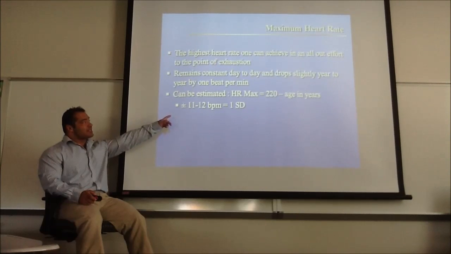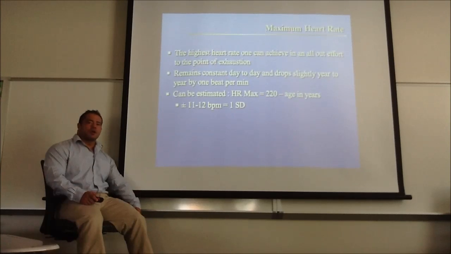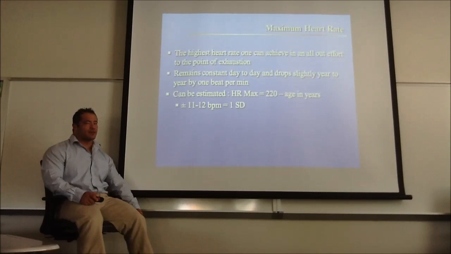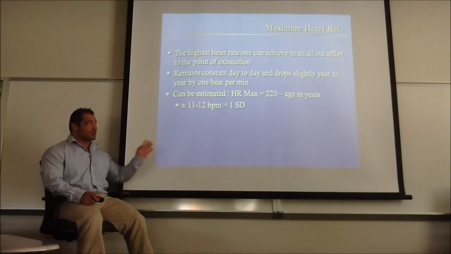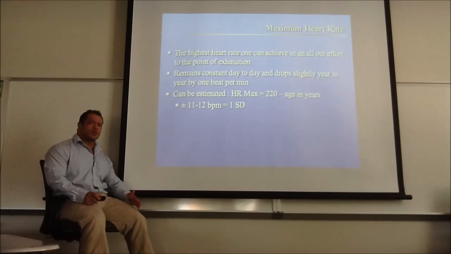Now, there's a pretty big standard deviation there. Just over 10 beats per minute is one standard deviation. So a lot of people have a max heart rate at age 20 of 190, and a lot of people have a max heart rate of 210. Very few people have a max heart rate of 220 and above when they're 20 years old, because that's already more than 2 standard deviations out. So most people, a good estimate, 220 minus age is where most people's max heart rate is going to be.